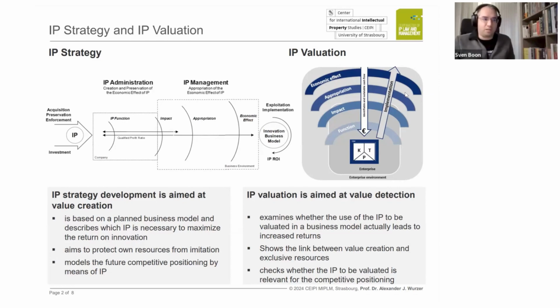Then IP valuation is related to confirming whether there is an actual value created by the business IPR in the existing business model and situation, whether it's linked to exclusive resources, and whether and how much it is relevant for the competitive positioning. That can be outside in. If there's an external effect, it aims to determine the role and effect the IP plays in generating the effects. Or inside out, if there are no outside effects, it aims to determine what we could do with the IP to create what kind of effects this might have from the inside out through function, impact, and appropriation.